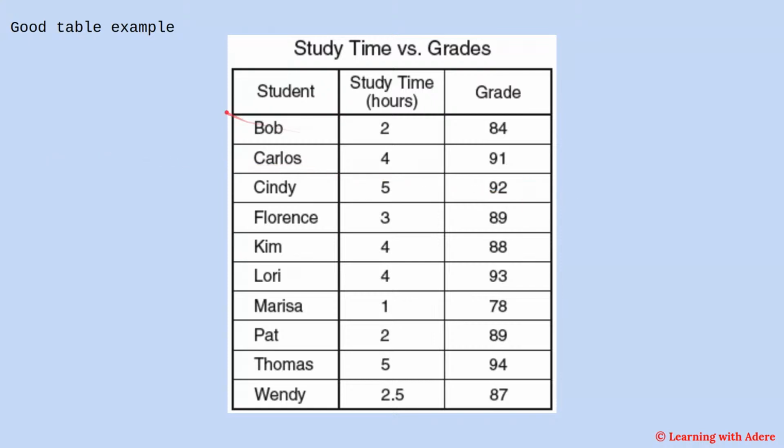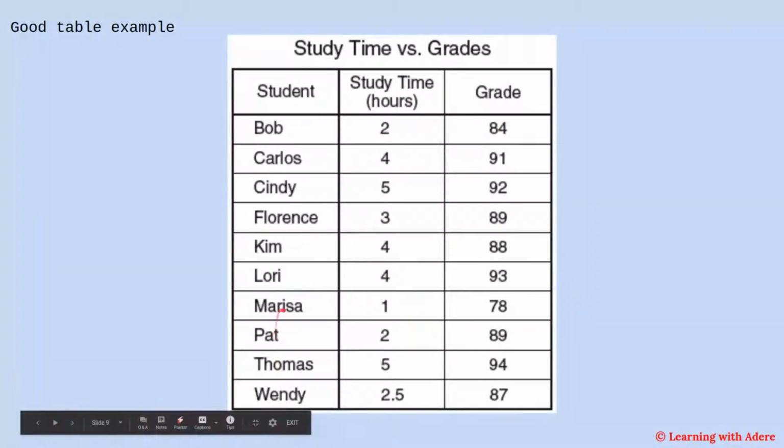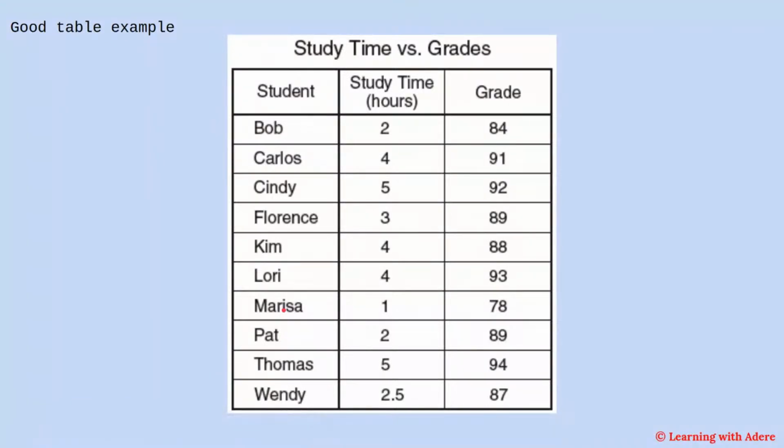Okay, so moving on, this is a good example of a table. What makes it a good example is that we clearly have the headings for our table. We have student, study time, grade. We have everything organized clearly, so we can easily look at data. If we see Bob, we can easily go to what his grade was. We can easily go to what his study time was. We can do that for anybody. So that's a good table example.